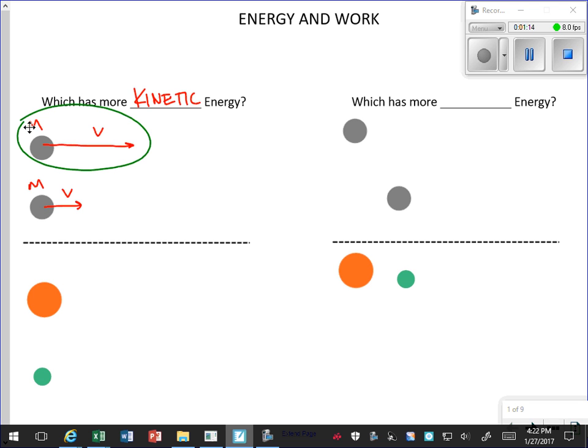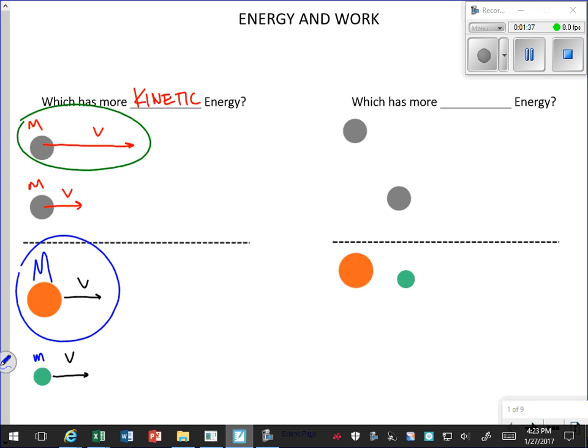But if we have two objects that move at the same speed v, but one of them has a larger mass relative to another one's mass, well, then the object with more mass has more energy associated with its motion. It has more kinetic energy.